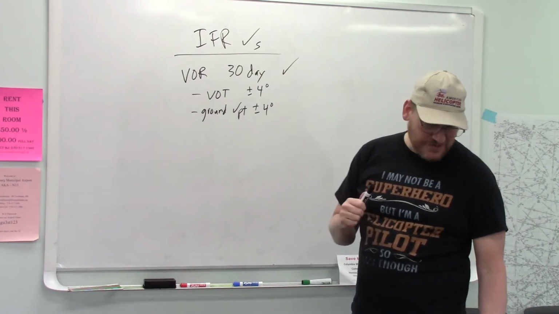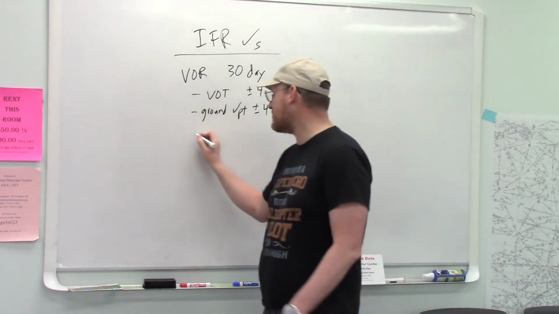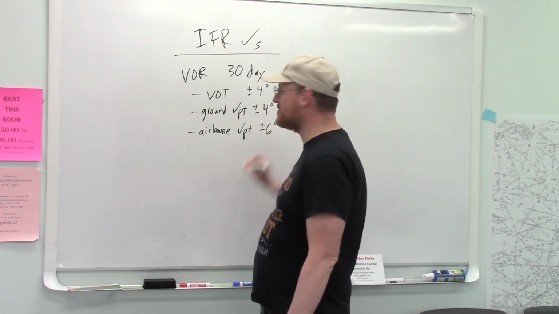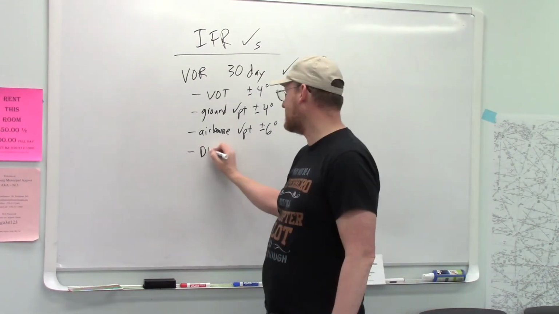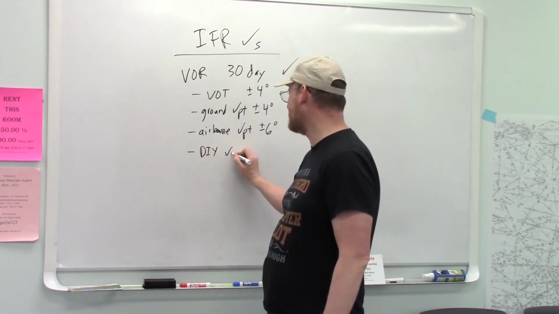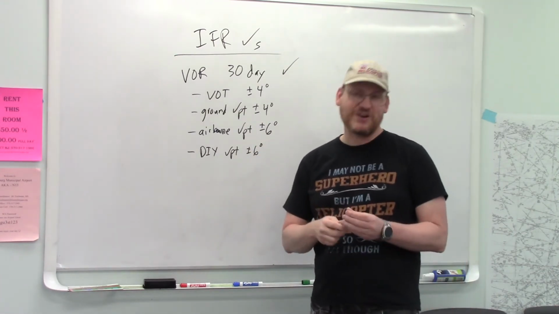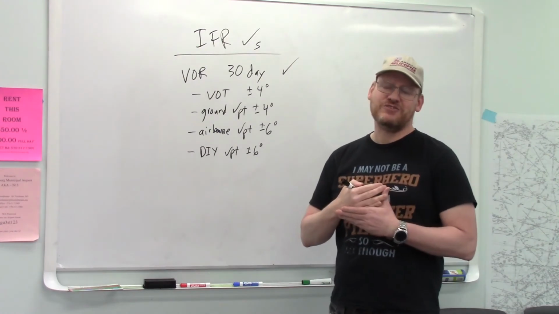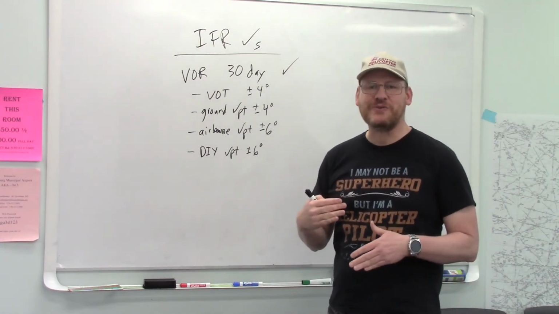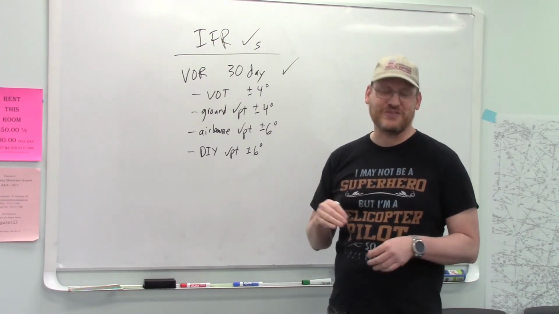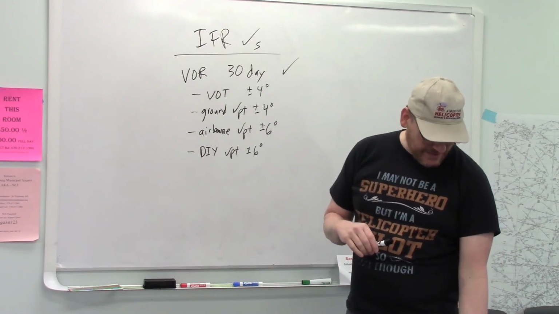There are also some airborne checkpoints. So an airborne checkpoint, you've got to be within plus or minus 6 degrees. You can also make your own checkpoint. You do a DIY checkpoint, again plus or minus 6 degrees. You can pick a prominent landmark, figure out what radial you should be on if you're over it. Don't pick a nuclear power plant, by the way, or something you're not supposed to be flying over all the time. Again, you get plus or minus 6 degrees.